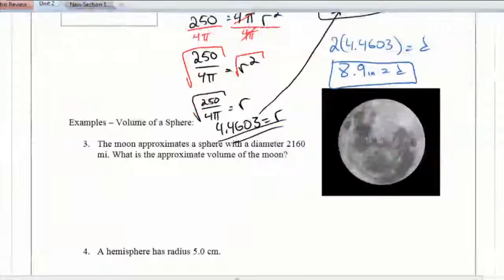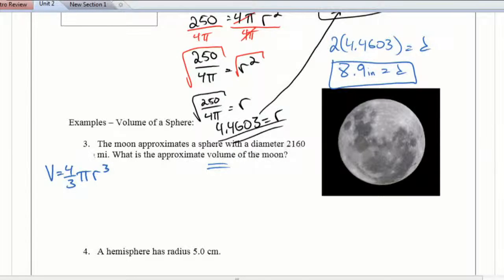So the moon is an approximate sphere with a diameter of 2,160 miles. What is the approximate volume of the moon? All right. So we know the diameter of the moon, and we need to think about what we're trying to find. We're trying to find the volume of the moon. So maybe I'll start with the volume of a sphere formula. 4/3 pi r cubed is the volume of a sphere, right off my formula sheet.